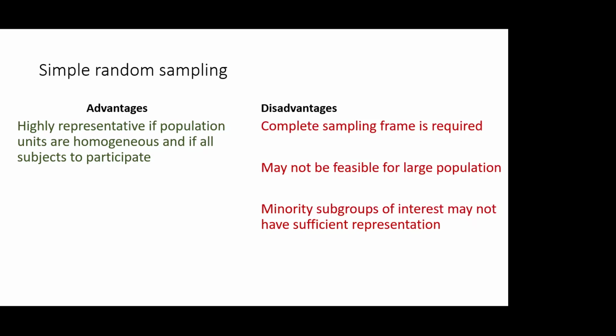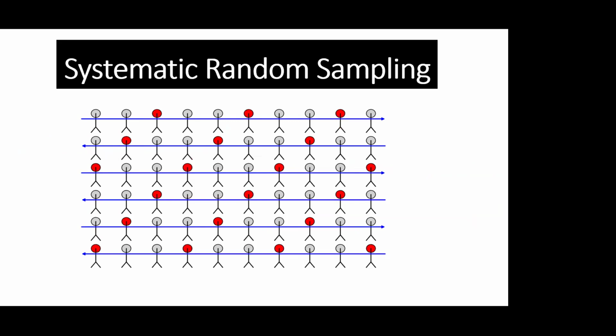Another major disadvantage is that sometimes minority subgroups may not be included. Let's say there is a small community with very few people from that particular group in the whole village. There is a high chance that this minority community may get missed out in simple random sampling. These are the major limitations or disadvantages. Now we'll go to the other type of sampling method.